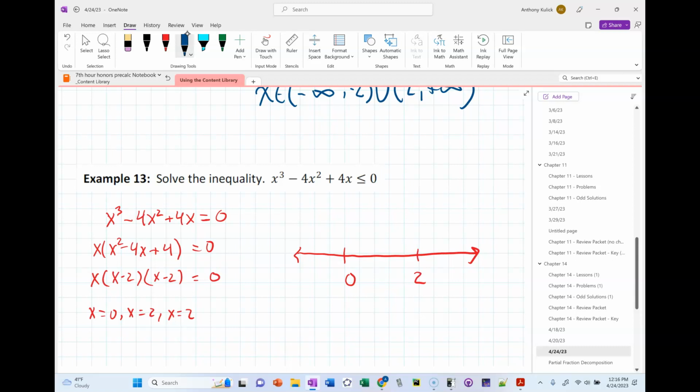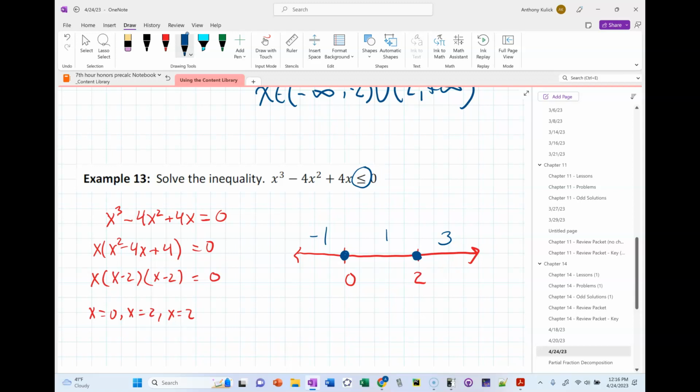Should I use an open circle or a closed circle for 0 and 2? Closed, because it's an or equal to inequality. Great. What test value should I pick? Some -1. Then how about between 0 and 2? 1. How about bigger than 2? Those all sound good to me.